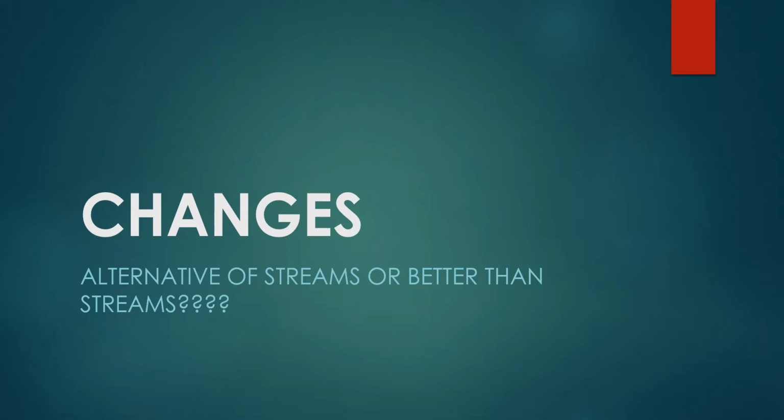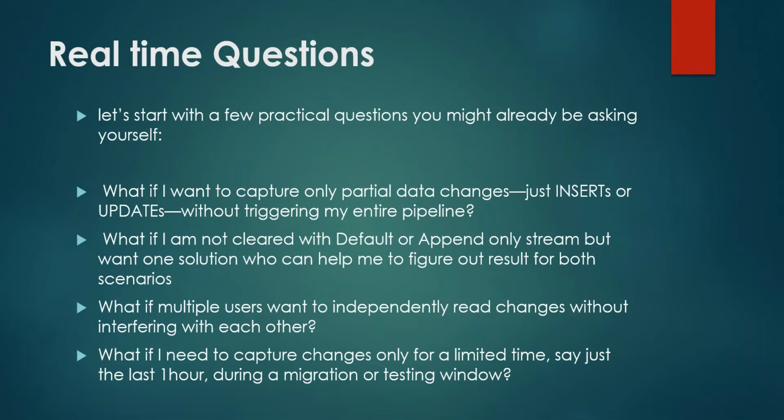But first, let's look at a few practical scenarios you might already be asking yourself. While working with streams, you might encounter a few challenging questions. The very first thing is, what if I want to capture only partial data changes? I just want to capture inserts or updates, or changes for only one operation. Second, what if I'm not clear whether I should go for default or append-only streams, but want one solution that can help me figure out both scenarios?